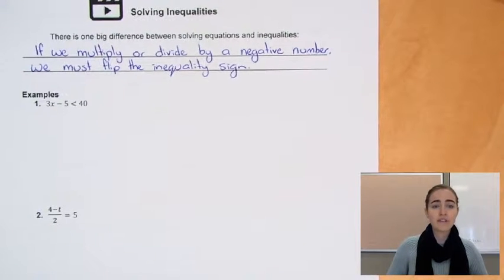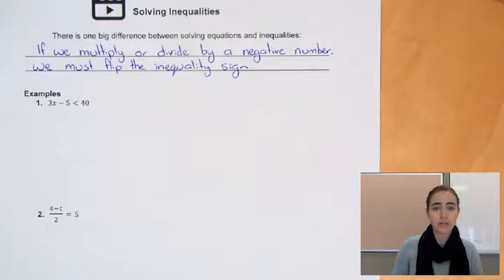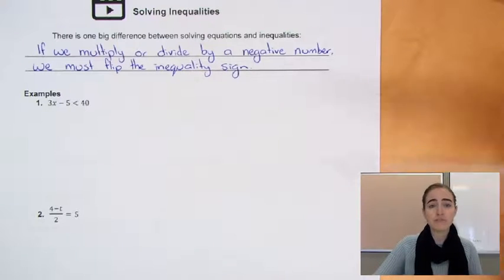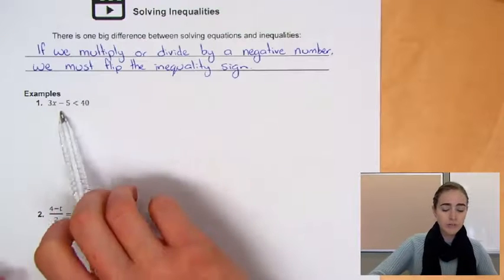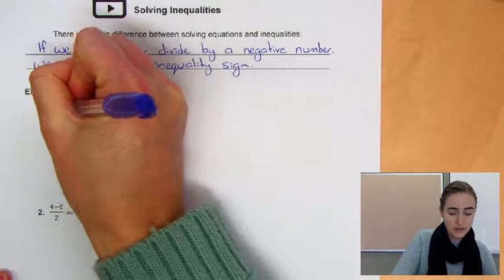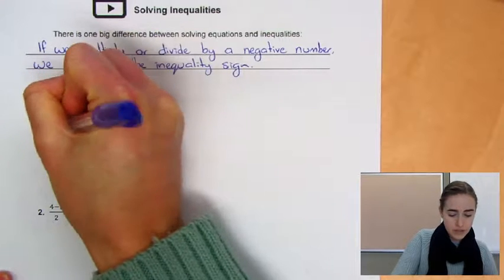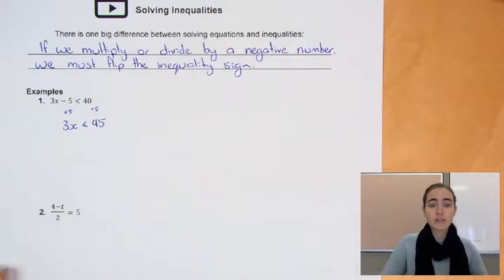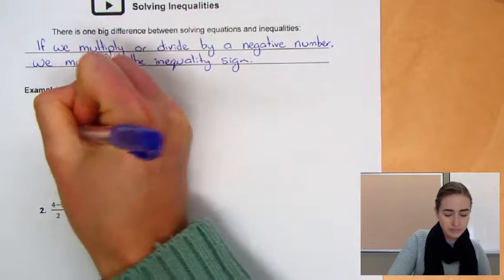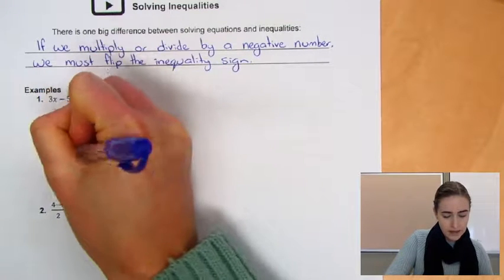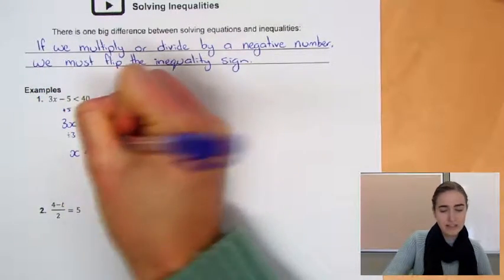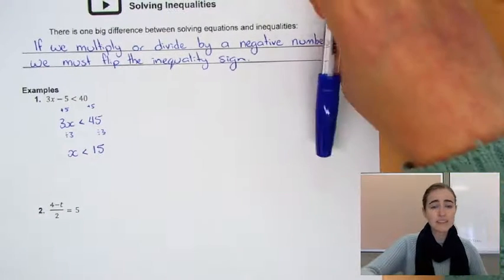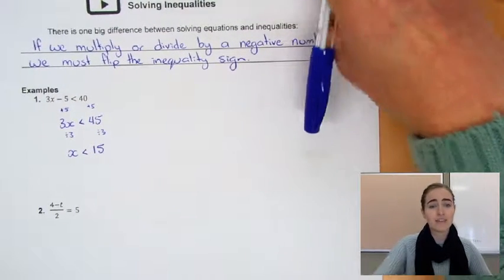Our first one says 3x minus 5 is less than 40. We're going to go about it exactly the same way, just keeping in mind that if we come across a question that involves multiplying or dividing by a negative, we have to flip it. So for this first one, we're going to add 5 to both sides. We'll end up with 3x is less than 45. And then to get the x on its own, we're going to divide both sides by 3, and we would end up with x is less than 15. Beautiful, exactly the same working, we've just got a less than sign there instead of an equals sign.